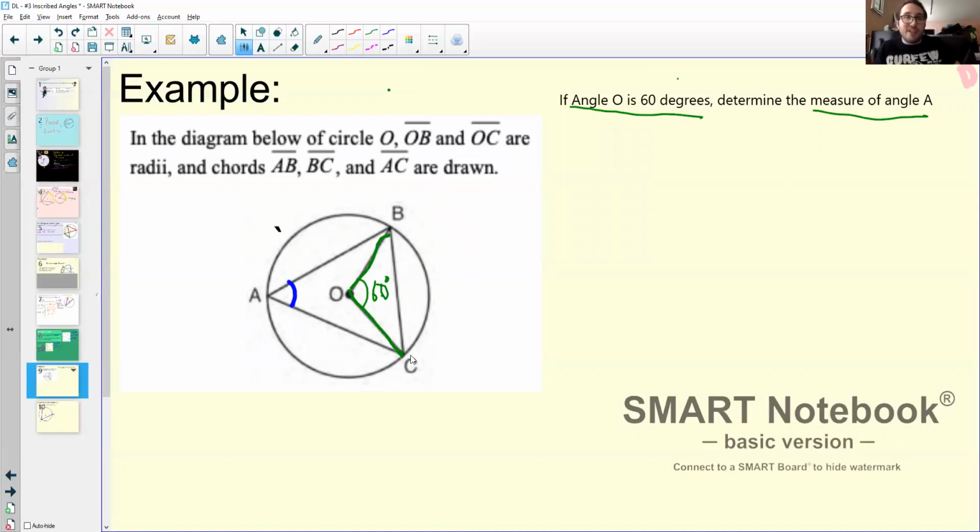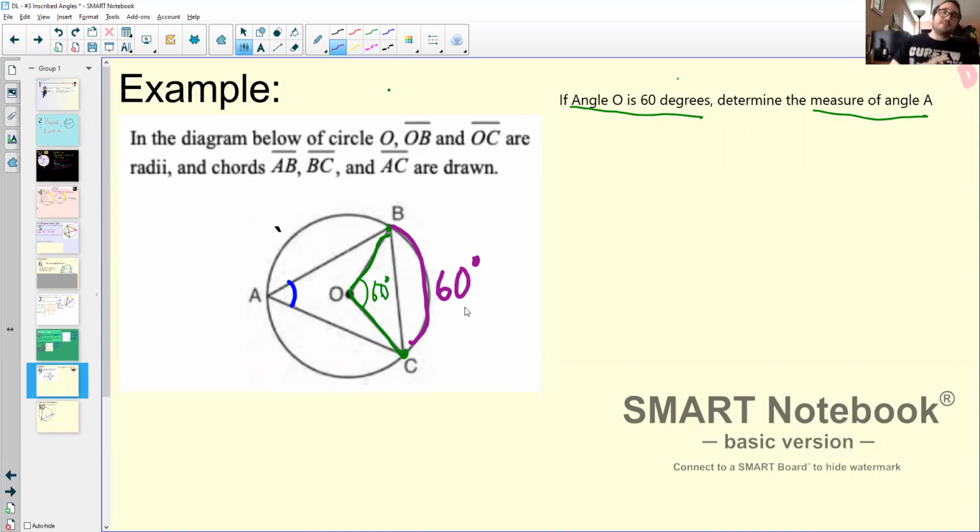Yeah, it's a central angle. So what do we know about central angles and their intercepted arcs? A little throwback. Yeah, they're equal. So that means, I'm going to do this in a different color, that this arc, its measure is 60 degrees too.